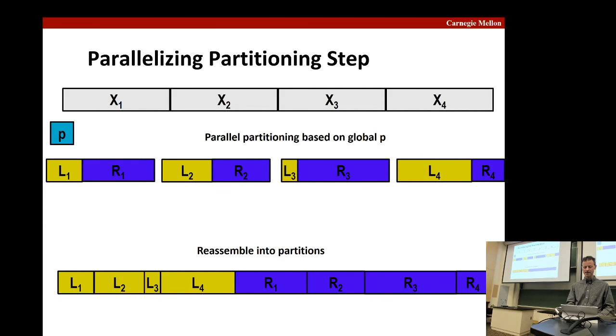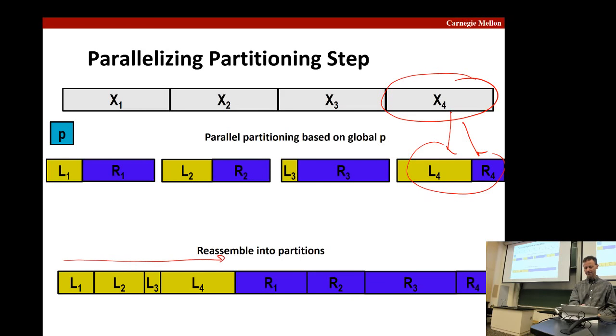I'd forgotten I had this animation here. So there's parallelizing the partition step. Another way to do that, which is more like quicksort, is you pick a single pivot, but you have each thread create its own little splits. So this thread just splits up L4 and R4, and then you concatenate them together, so that all the L's are first, and then all the R's are second.